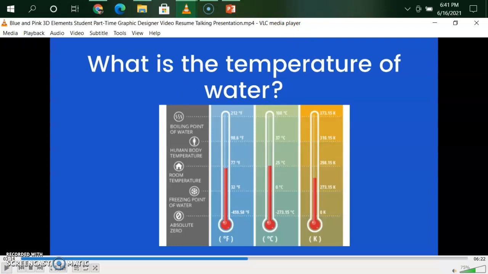What is the temperature of water? Okay, we have here three different scales. Let's see here. Boiling point of water. This is in Fahrenheit. That is the American way of measuring. We use Celsius in Taiwan, but in America they use Fahrenheit. Oh, they also have Celsius. Okay, so for example, absolute zero, 0 point, so 0 degrees, either Fahrenheit, Celsius, or Kelvin. That's it. The melting.